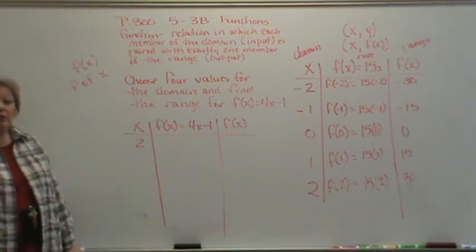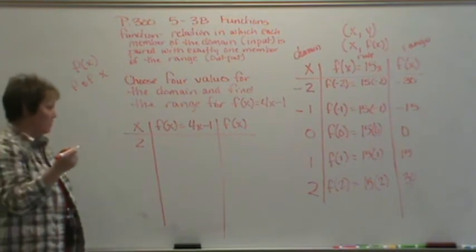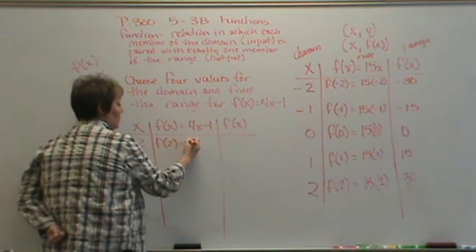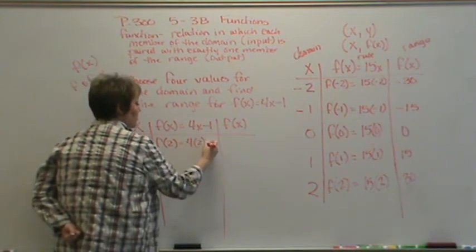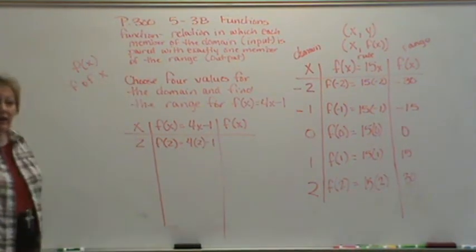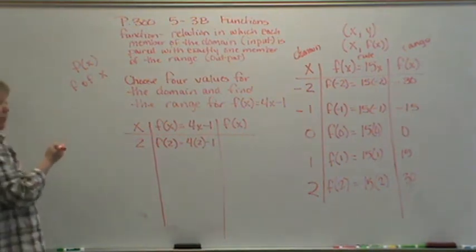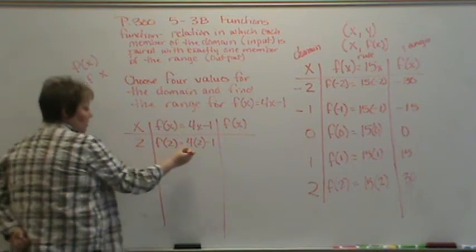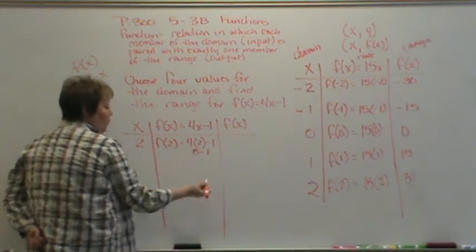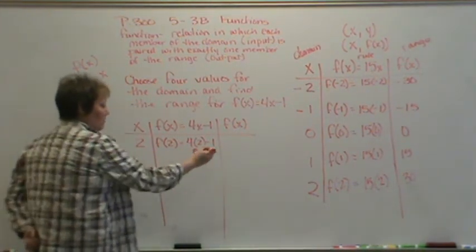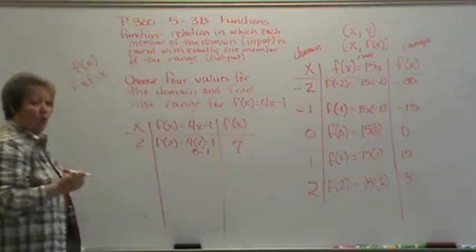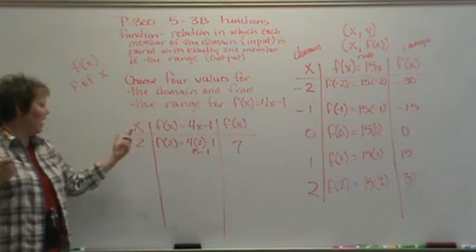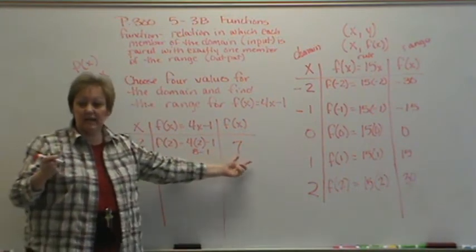So what do I do with the 2? Yes. Replace x with 2. And what do I do now? Multiply. Multiply 4 and 2. What do I get when I multiply 4 and 2? Hey, you gotta subtract 1. And what is 8 minus 1? 7. Okay. So my function evaluated at 2 gives me 7.